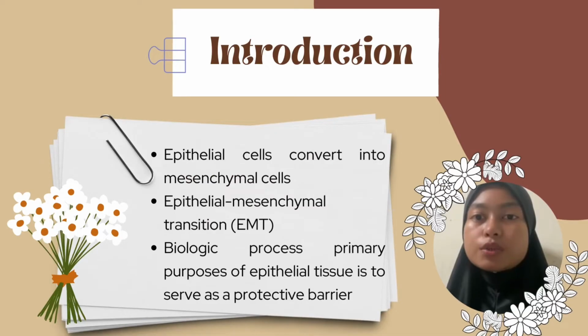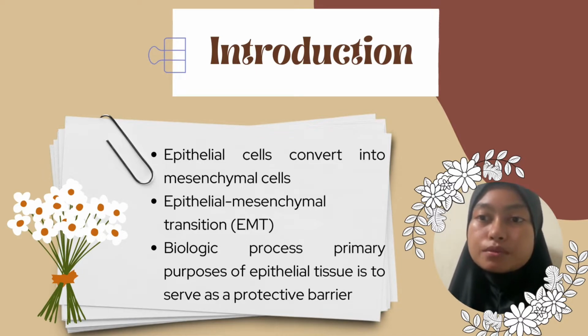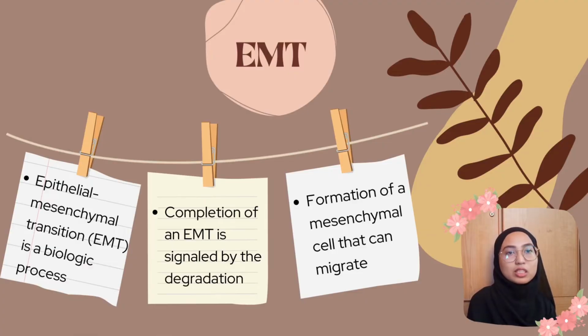For introduction, the process through which epithelial cells convert into mesenchymal cells is known as epithelial to mesenchymal transition (EMT). Epithelial cells produce the epithelial tissue that covers an organism's internal and exterior body surfaces. These are called polarized and create extensive cell-cell adhesions with one another, including adherens junctions and tight junctions.